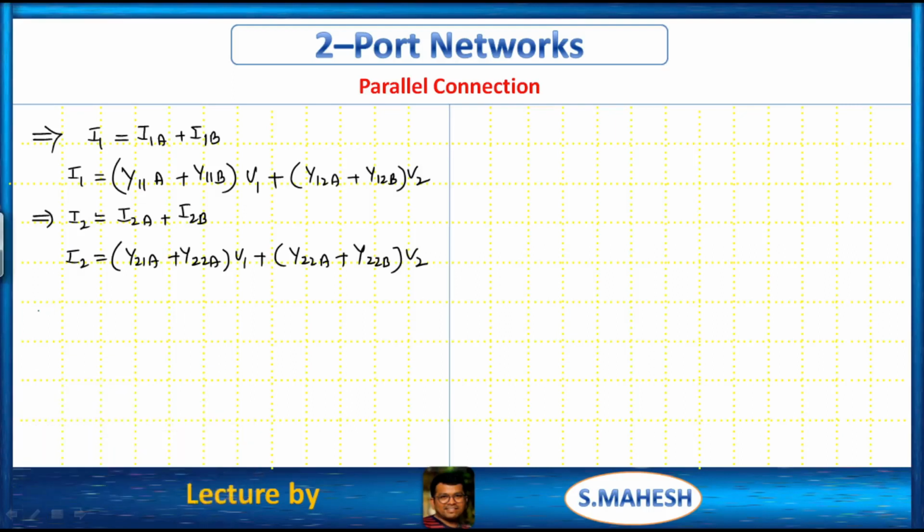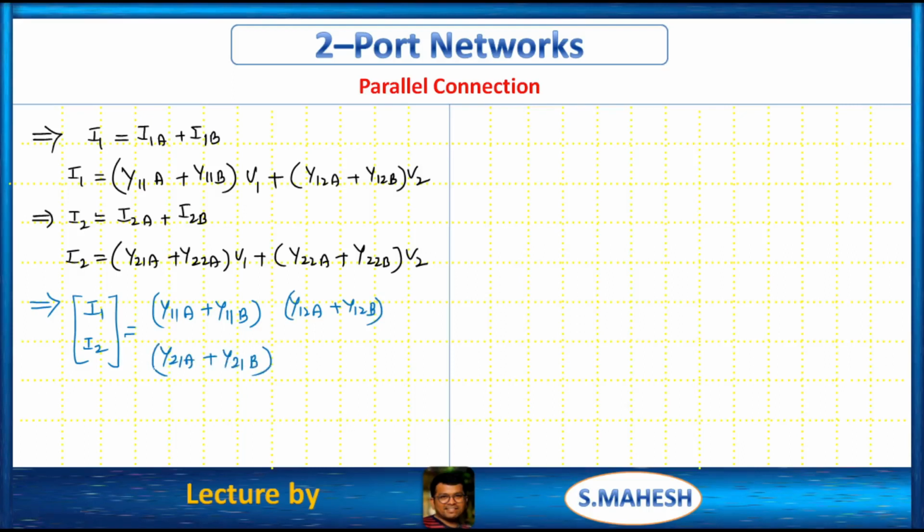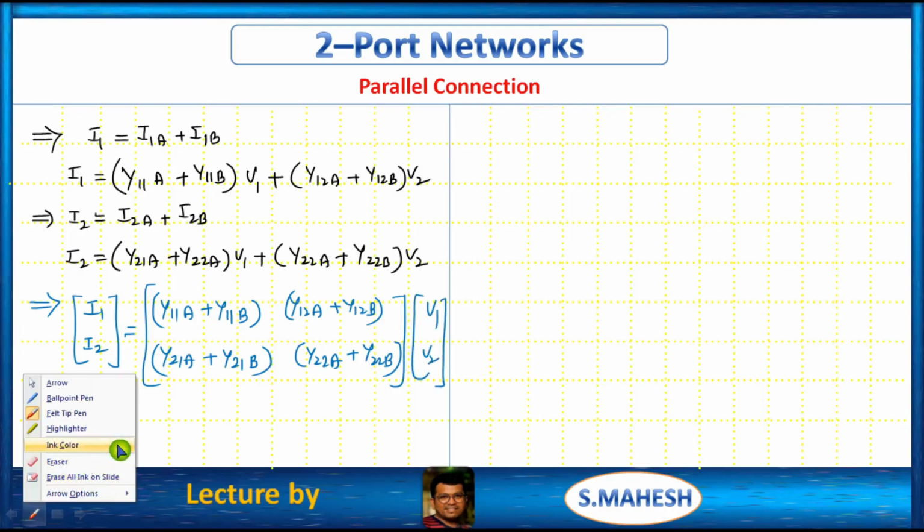Finally, what we have is I1, I2 equal to the matrix with Y11A plus Y11B, Y12A plus Y12B, Y21A plus Y21B, and Y22A plus Y22B, multiplied by V1, V2. So this is for the parallel connection.